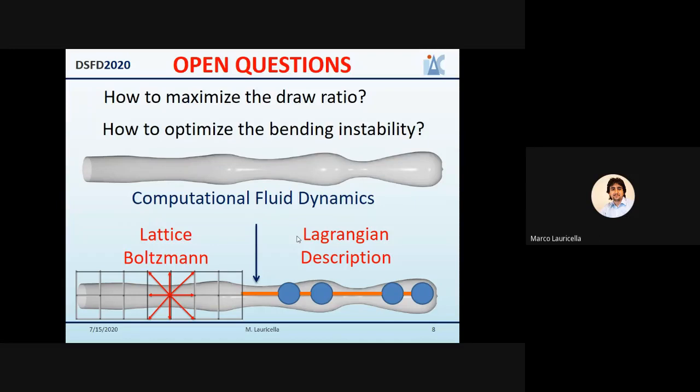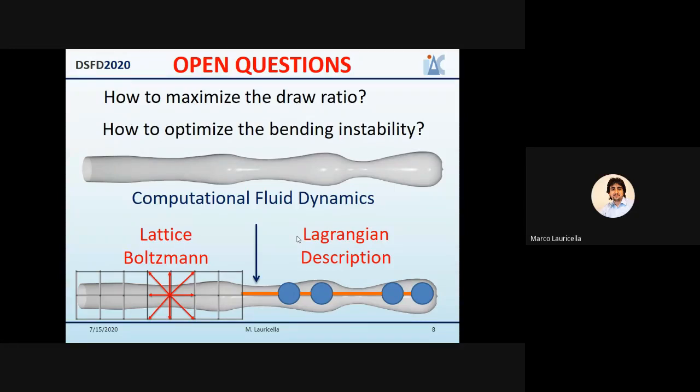We have also another important issue. The scales involved in this process are extremely different. The initial cross-section radius of the jet is around hundreds of micrometers, and during the stretching process close to the collector, we can observe that the jet radius can also reach a few nanometers. On the other hand, the typical distance between the nozzle and the collector is of the order of 10-20 centimeters. So we have several length scales involved in the process at the same time.